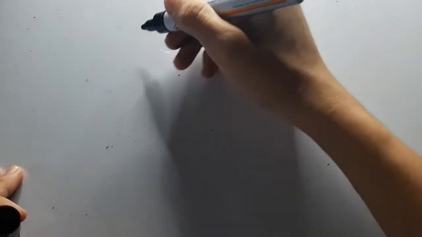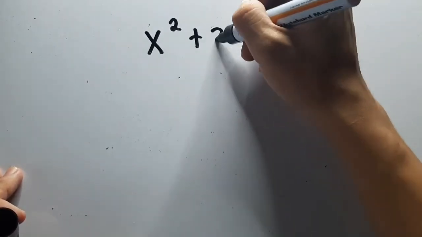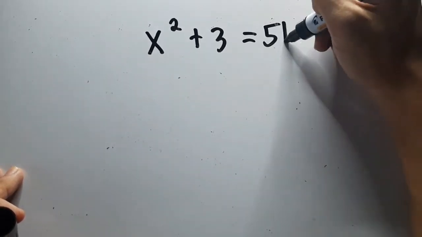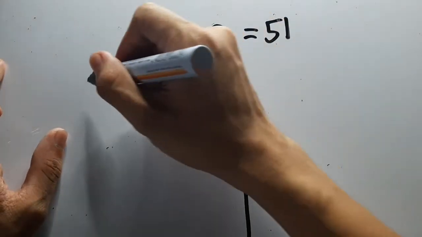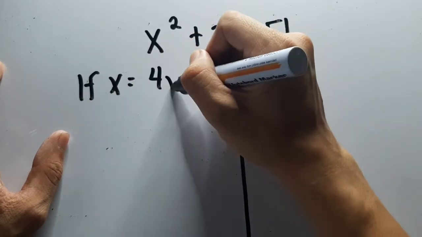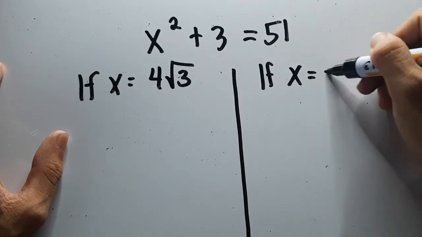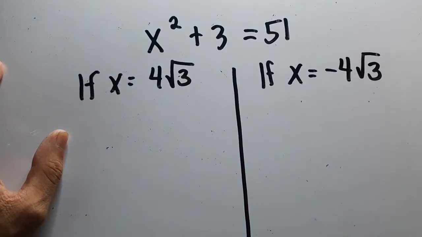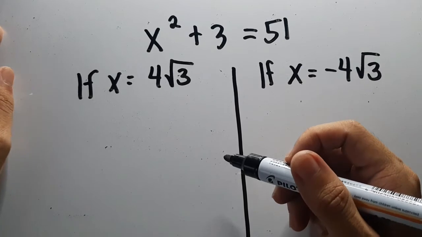Mathematics, for you to be able to know if your answer is correct, is by means of checking. So, we have the given x squared plus 3 is equal to 51. So, the roots of x squared plus 3 is equal to 51 are if x is equal to 4 square root of 3 or if x is equal to negative 4 square root of 3. So, by means of substitution, we can find out if our roots are correct or the solutions are correct.